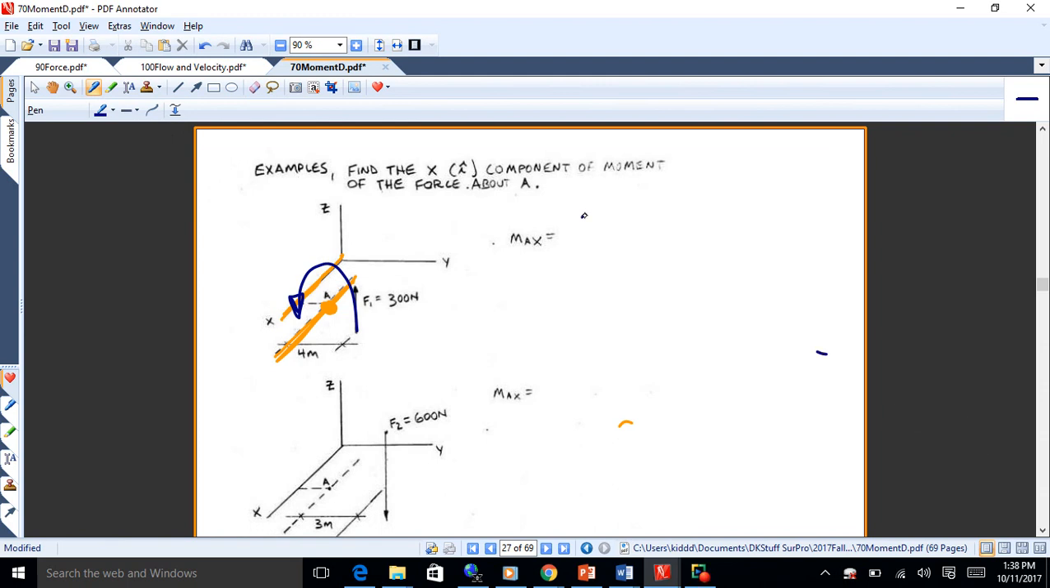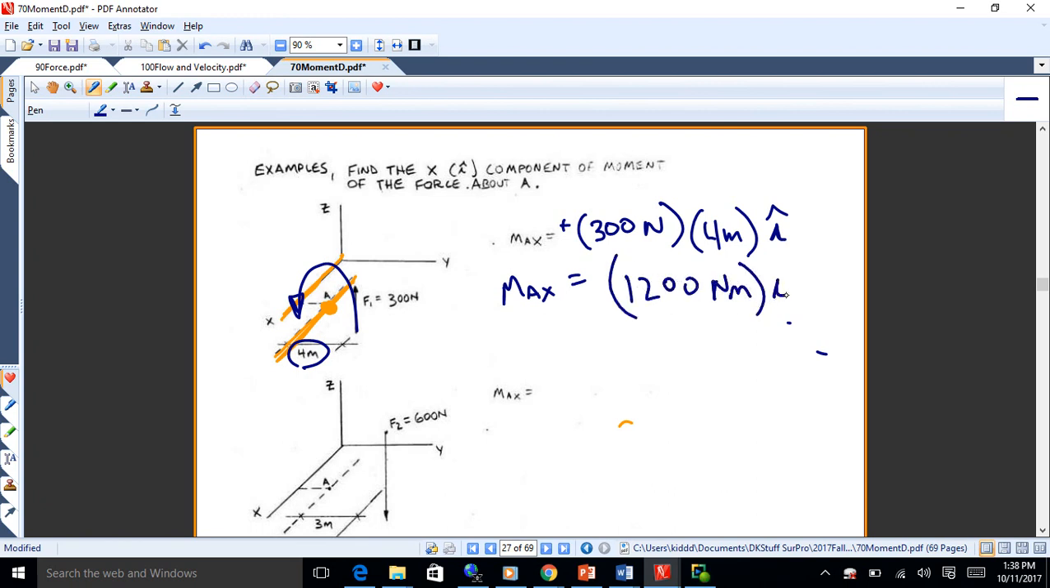Yeah, it's 1200. What we're doing is taking the force, 300 newtons, times the offset distance, which is perpendicular to it. That's 4 meters. And that is going to rotate about that hinge line, which is parallel to the x-axis. So that's an i moment. And then what's the sign on that? If you roll your fingers like that, is the thumb of your right hand going to point in the positive x direction or the negative x direction? Positive. So that's a positive moment. Okay, so Mx is 1200 newton meters, and that would be an i, okay?